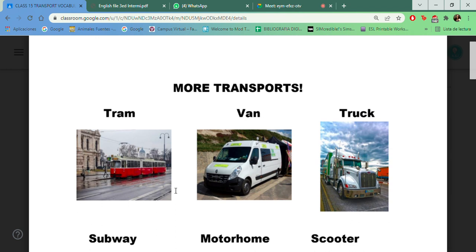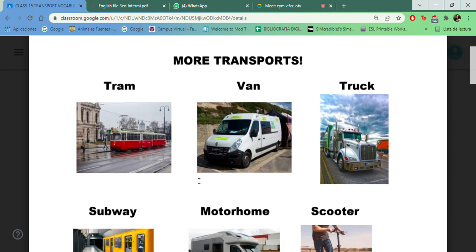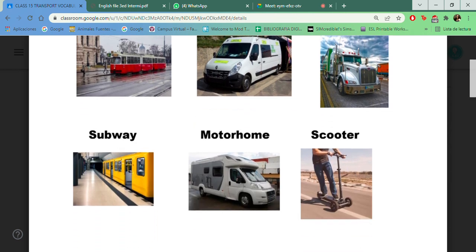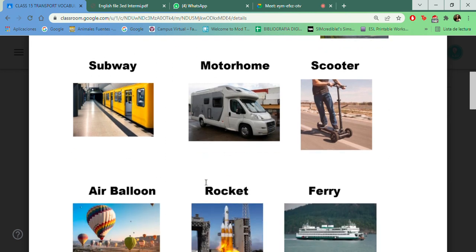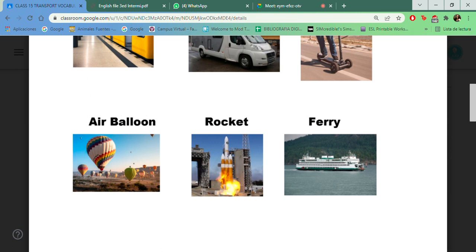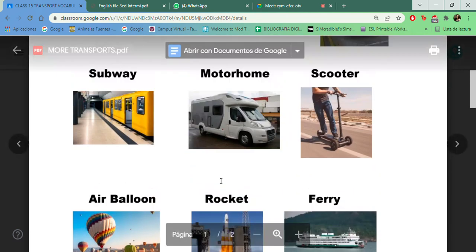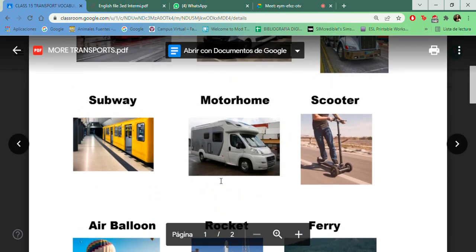Then we have a van, a truck, the subway, a motorhome. A scooter can also be, in British English, a motorcycle. Okay. Air balloon, a rocket. But Miss, a scooter is like a type of motorcycle.